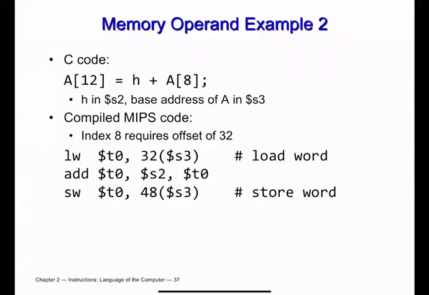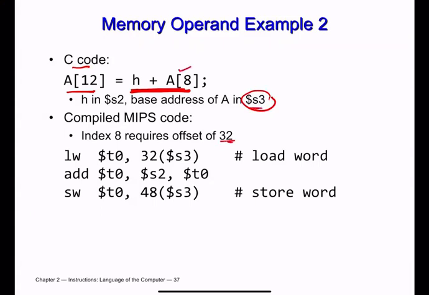Here is another example, where my higher level C code is asking me to do A[12] = h + A[8]. So h + A[8] is exactly as we mentioned earlier. It's the same exact thing. I will go with the base address, which is written in S3. I will go 32 away from that base address and I will get the A[8].